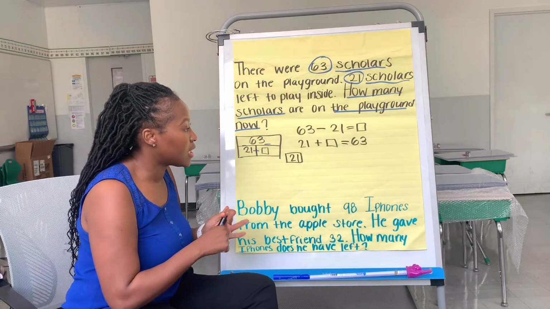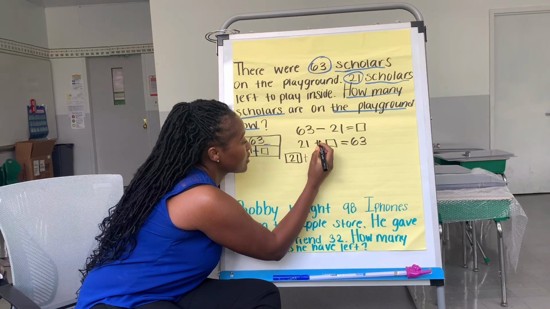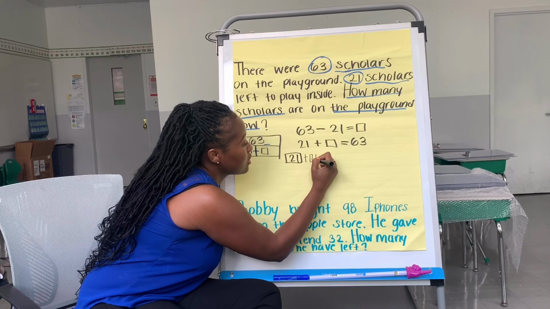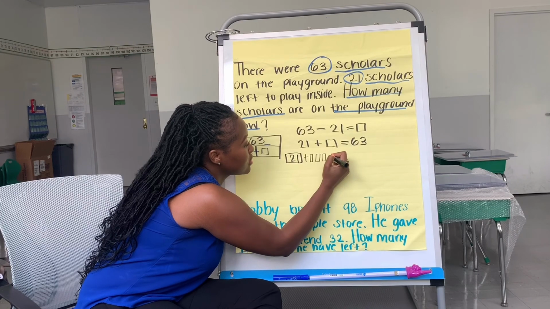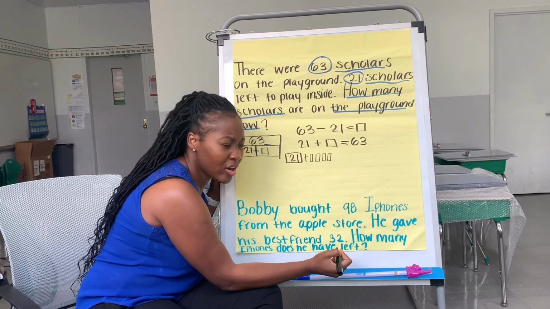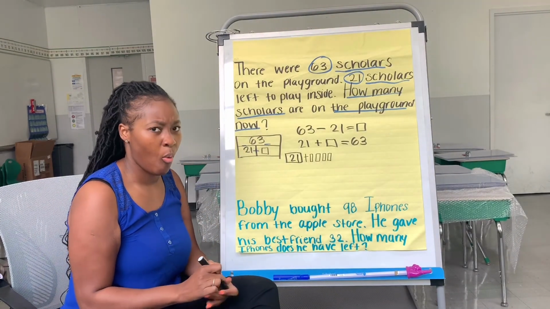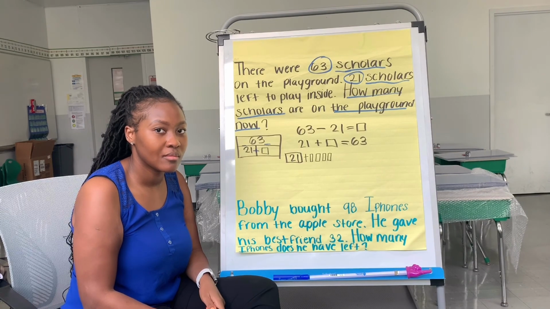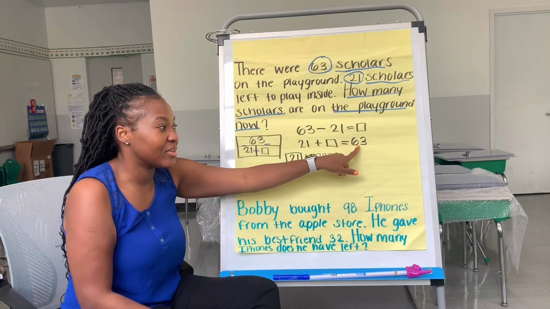So we already have 21. Now let's keep counting on by 10. 31, 41, 51, 61. Should I keep going? Should I go to 71? No? Why not? You got it. Because we're only going to 63.